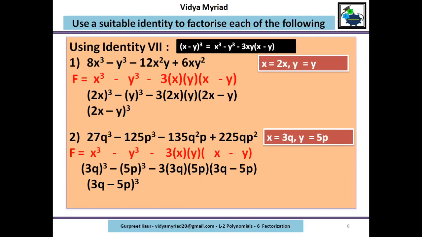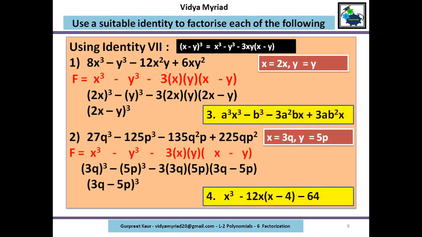Okay. Now, question number 3 and question number 4 are based on this particular identity. You must try to solve it. If you look at question number 4, it is a little tricky, nothing to worry about. Okay, you have to just rearrange because your 64 is the cube of something. Okay, find out and rearrange the values, you will be easily able to find it out by putting in identity number 7.